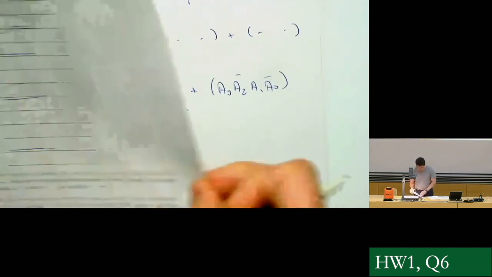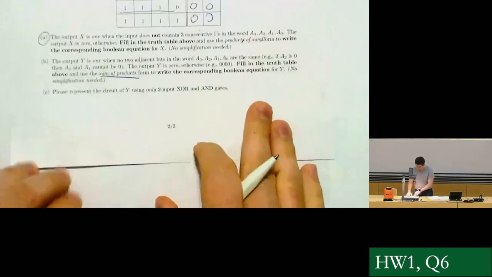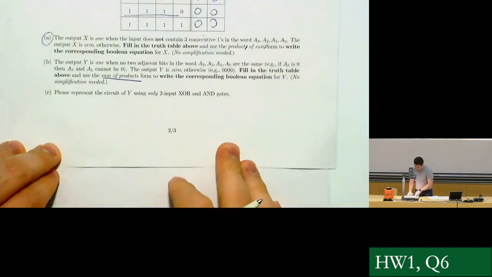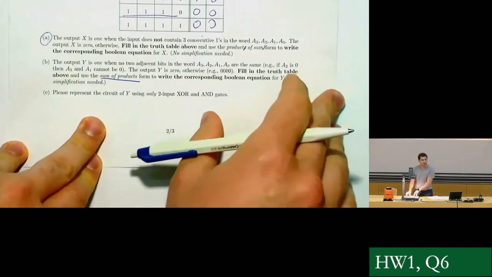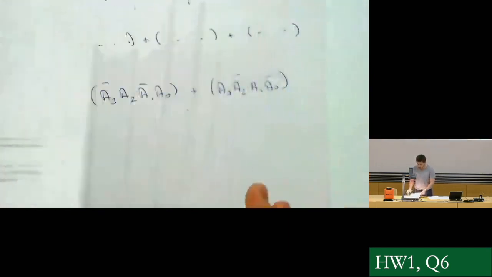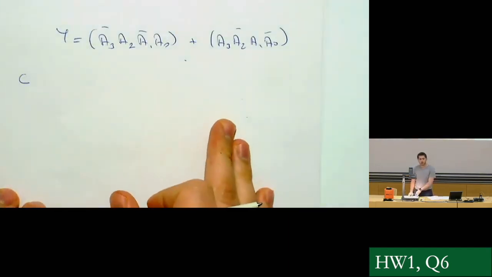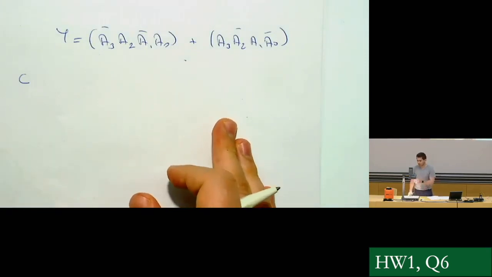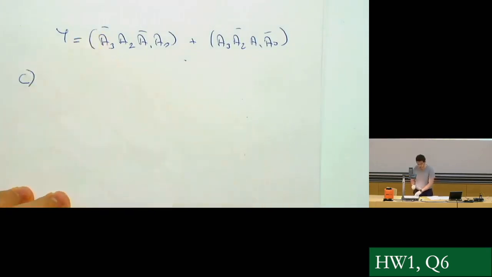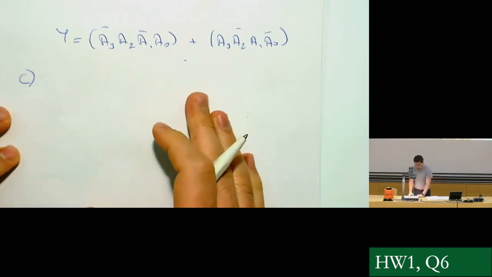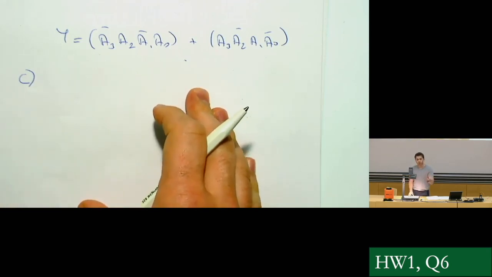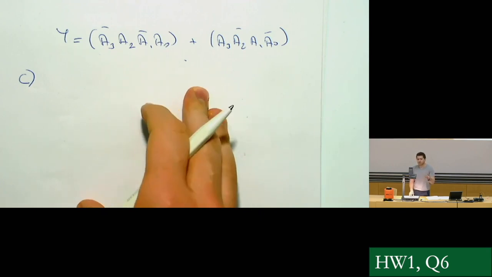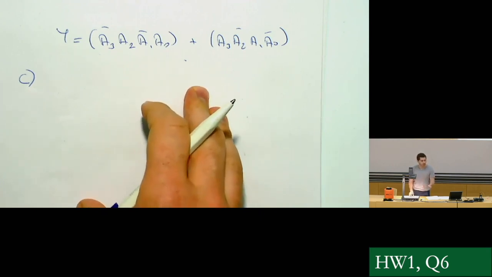So for C, all right. For C, it says, please represent the circuit of Y using only 2 input XORs and AND gates. So I'll write the circuit in a very intuitive way, and also I'll show you the equation later. But very intuitively, how you should be thinking is basically, for Y, I shouldn't have any 2 adjacent inputs equal to each other, right? So this means that those are basically XORs, right? So those shouldn't be equal to each other.